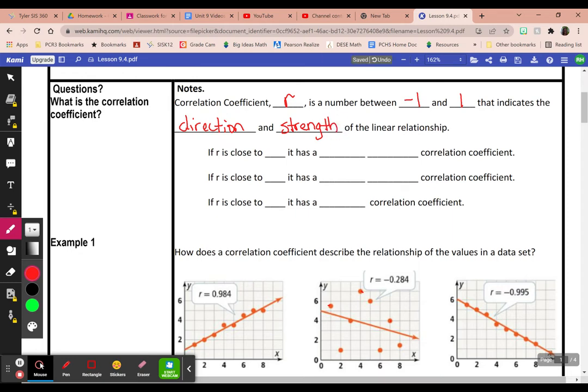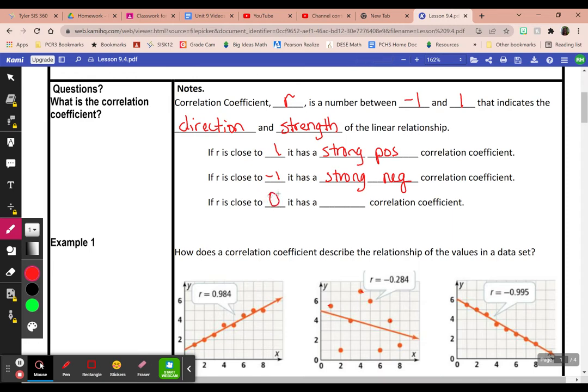So if r is close to +1, it has a strong positive correlation. Okay, meaning they're all going up together and the points are all really close to the line, close together. If r is close to -1, it has a strong negative correlation. And that means the same thing, only opposite direction. So negative, all going down together, and they're closely related to the line.